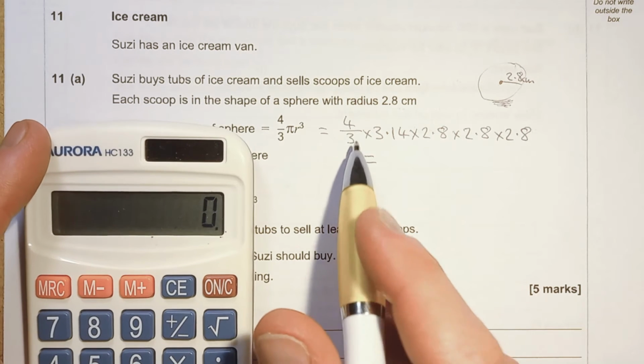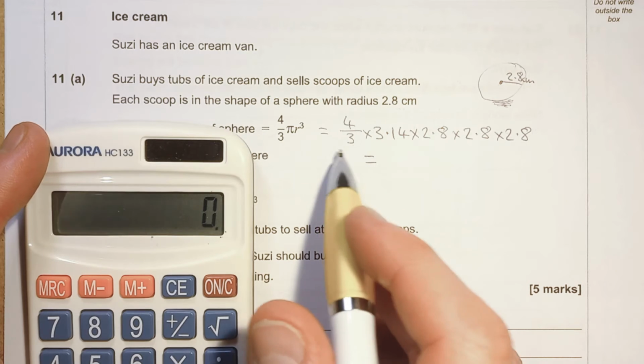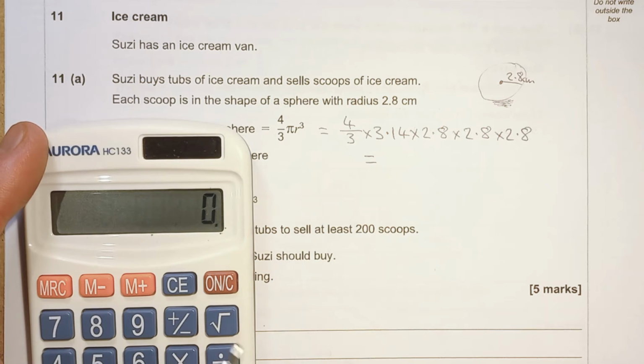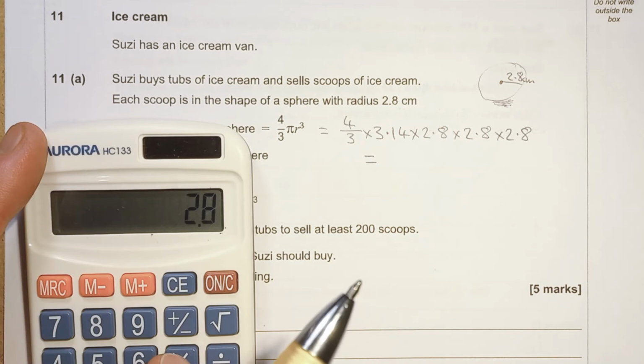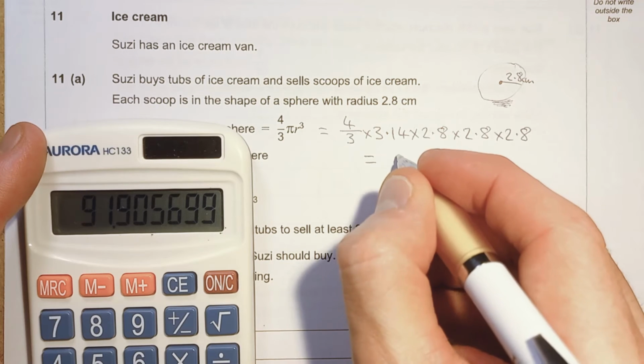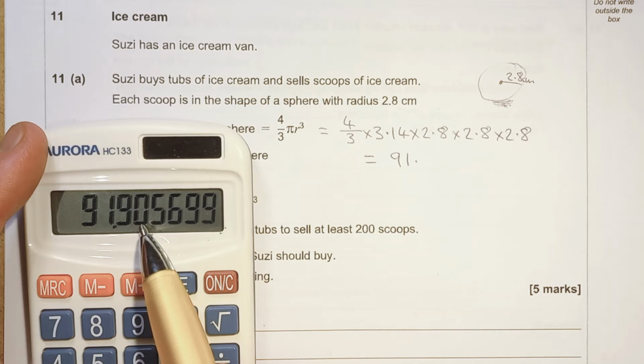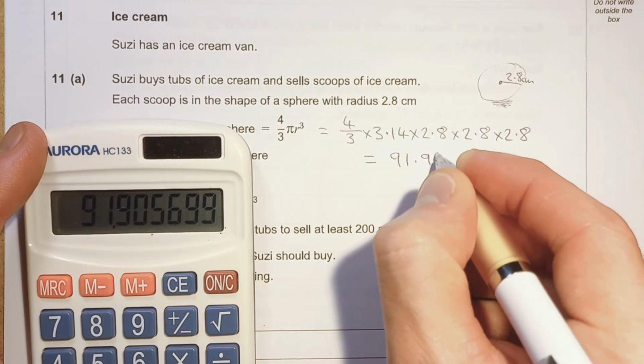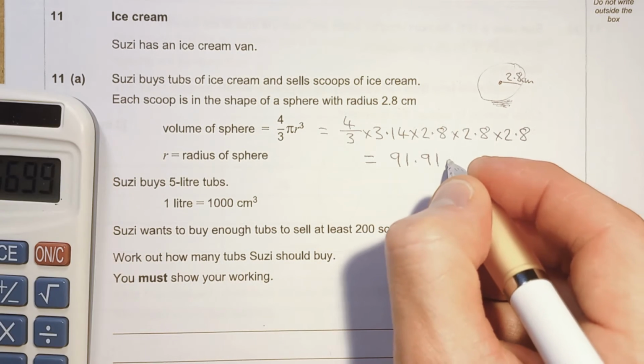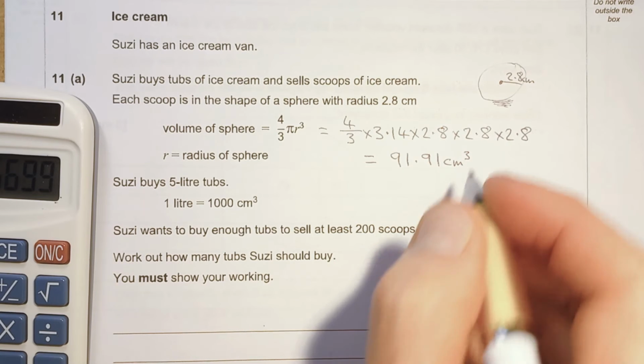Remember I said if you want to do the fraction last, it's not going to impact it too much. Let's do it first because it's in order. So 4 divided by 3 times 3.14 times 2.8 times 2.8 times 2.8. We get 91, to 2 decimal places, 90 but 5 or more so we round up to 91, and that's going to be centimetres cubed.